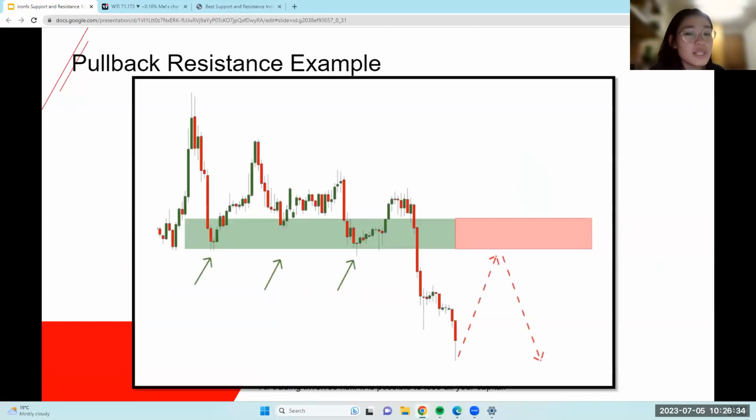Okay. Similarly, in this example, we see price testing this green area 3 times, so making it a swing low support level. But you can see price has broken out of this level. Once price breaks the level, it becomes a resistance. So it switches over, becomes a pullback resistance, and we expect price to retrace and pull back to the same level as seen from these red arrows.